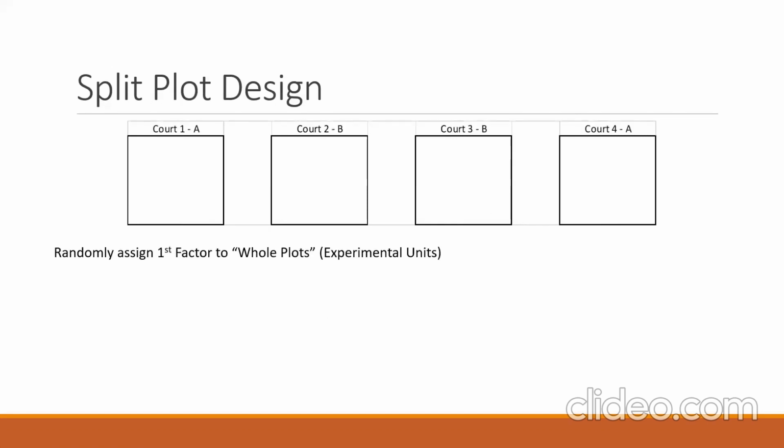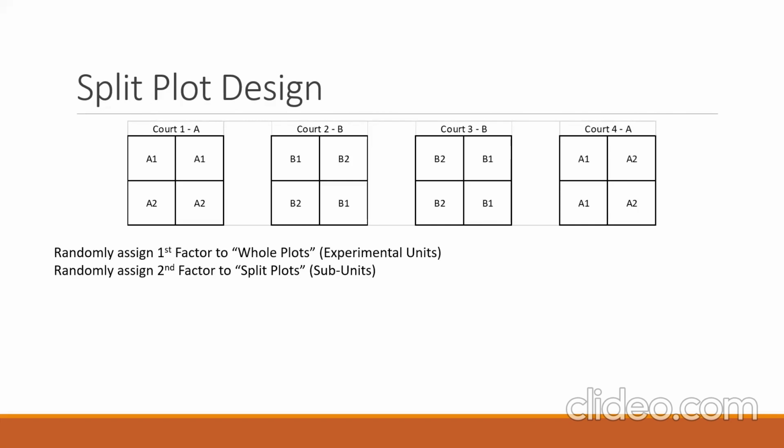The first thing that we want to do is randomly assign the whole plot factor, which is the resurfacing method, to each court. We said that we can only assign 1 resurfacing method per court. So we're going to assign 2 courts to method A and 2 courts to method B. And then we're going to randomly assign the second factor, or the split plot factor, which is the basketball brand, to each quarter of the court, or to the split plots. So we now essentially have 2 different experimental units here. The first experimental unit is the whole plot, or the whole court, and the second experimental unit, or subunit, is the split plot, or each quarter of the court.